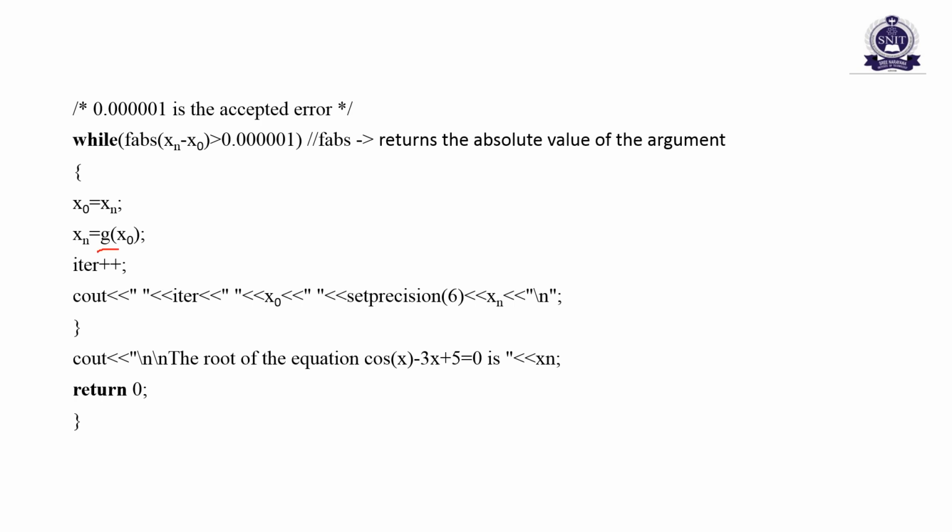See, x1 is equal to g of x0. Then iteration plus 1. You are doing it up to 6 decimal places, setprecision 6. Then print cout, the root of the equation cos x minus 3x plus 5 is equal to 0 is xn. So this is the answer. Return 0 and close the curly bracket. Hope you understood the program.